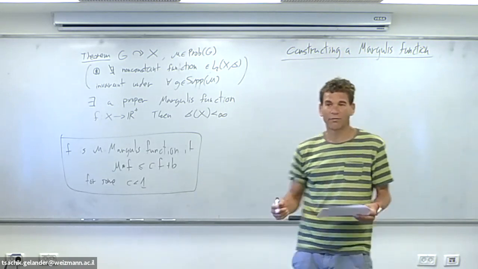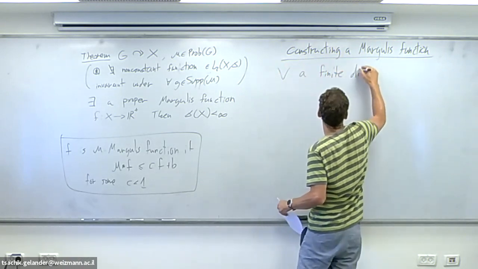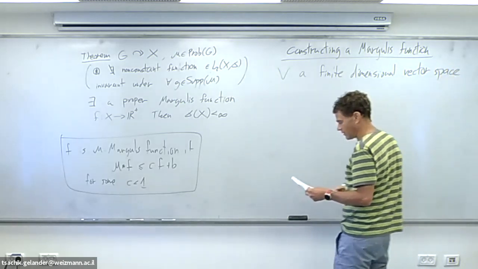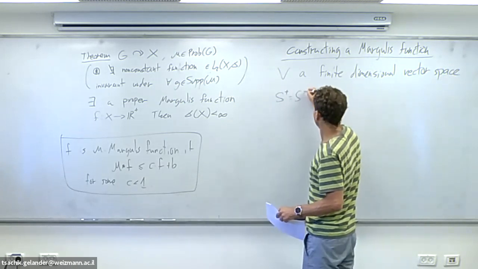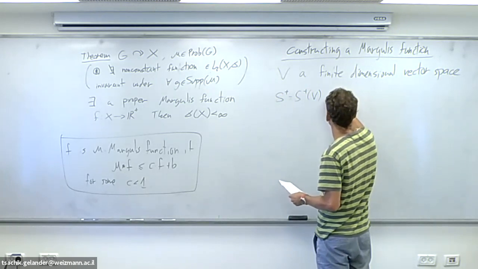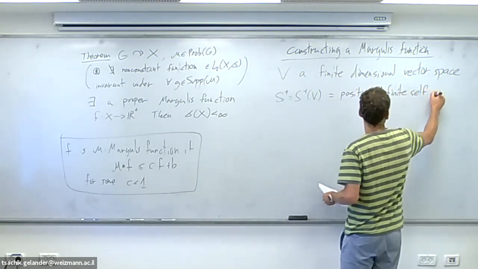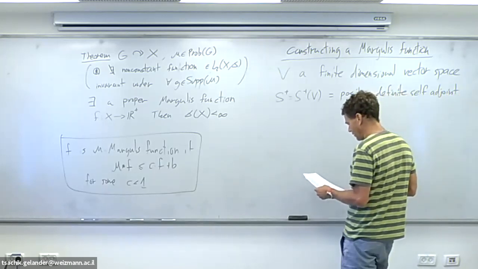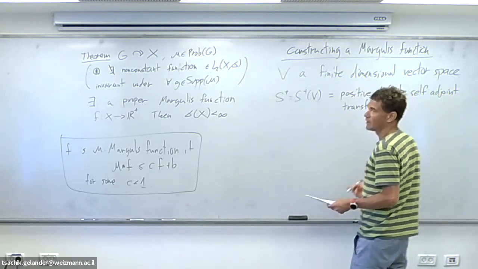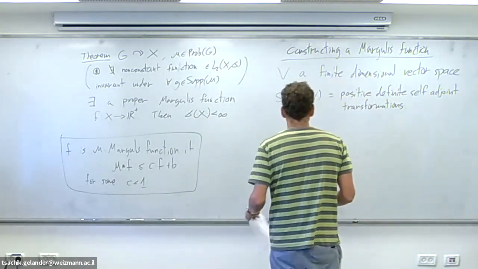And okay, so we start with some general computational lemma. Let V be a finite dimensional vector space, and we denote by S plus V the set of positive definite self-adjoint matrices, transformations. So in particular, V has some inner product. And this will be the first lemma. Lemma 1.